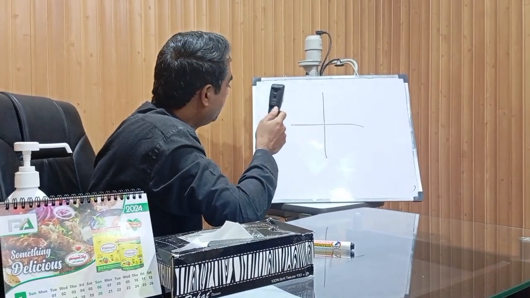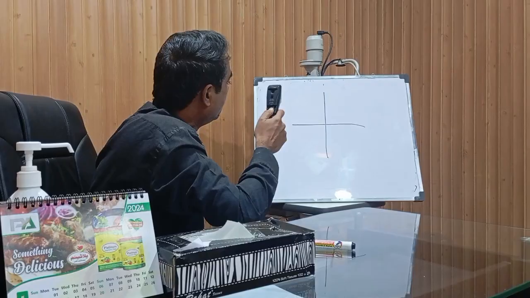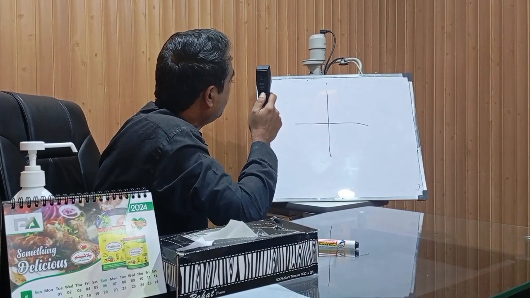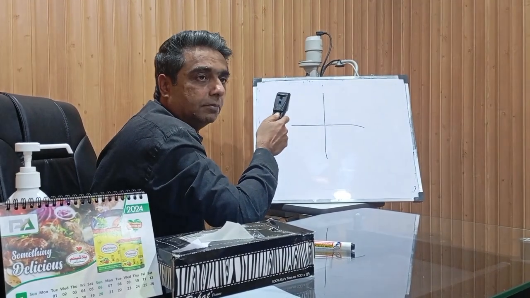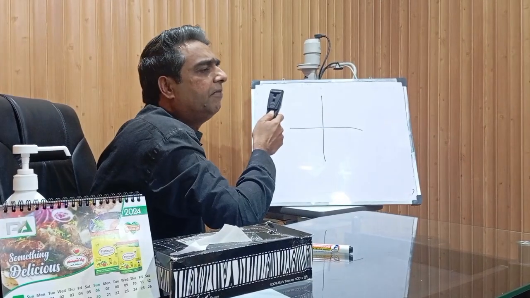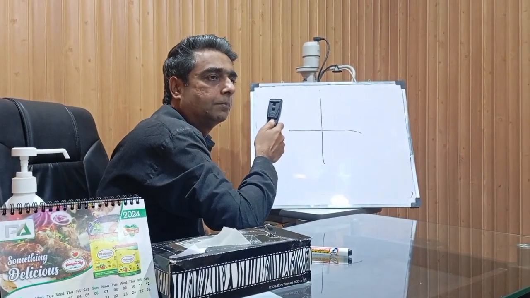Understood? Similarly, if I check on the vertical plane, the light will go up, the image will go down. These are the very basics of retinoscope.